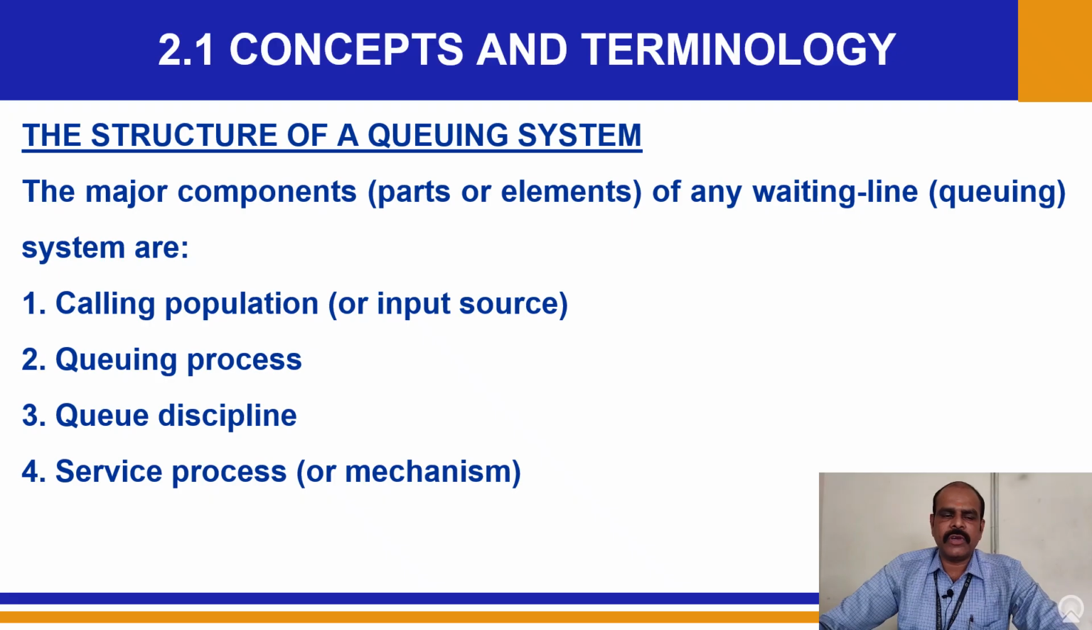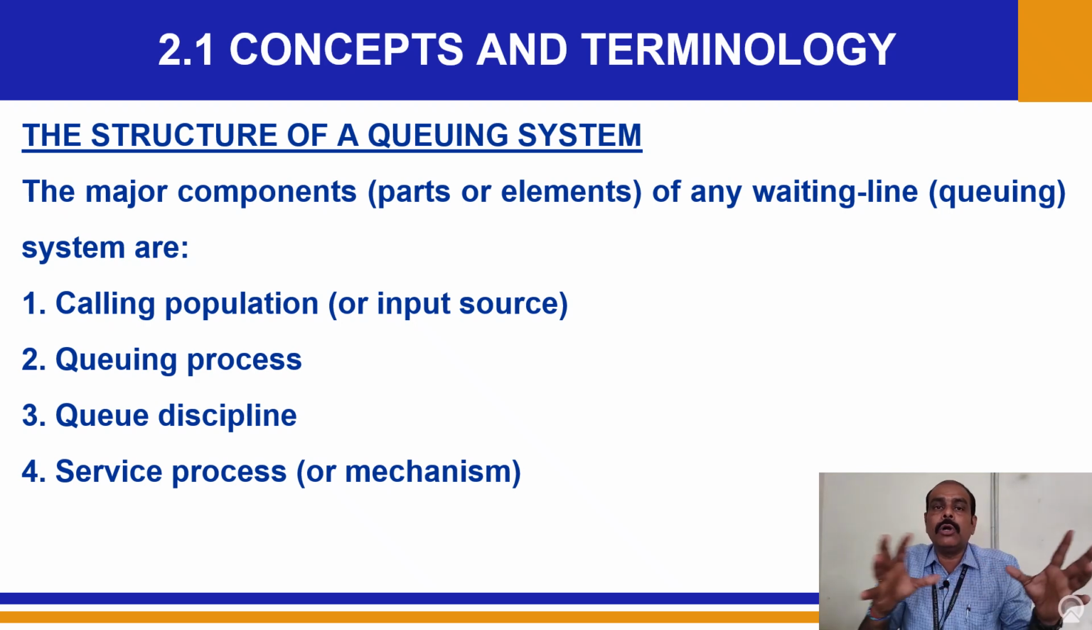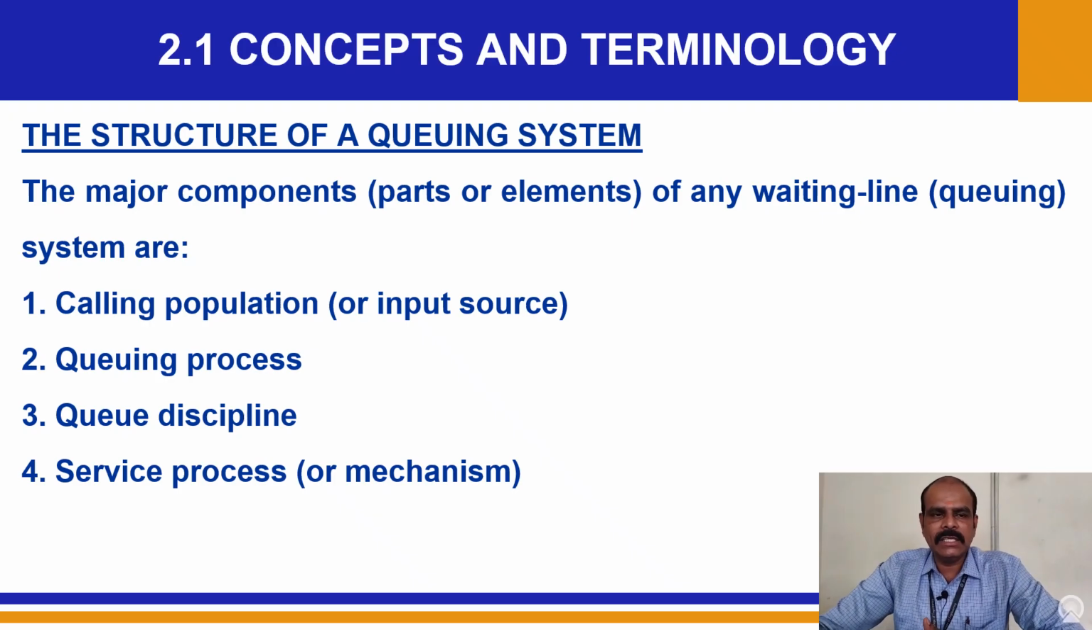The structure of a queue system. So now, how to structure a queue? This is very, very important. Why? Because that is where we are going to mimic the physical system as a mathematical system. Mathematically, we want to represent the system. So this is how the structure goes. These are the major components or parts or elements, whatever we call. Yes, these are all the major things.